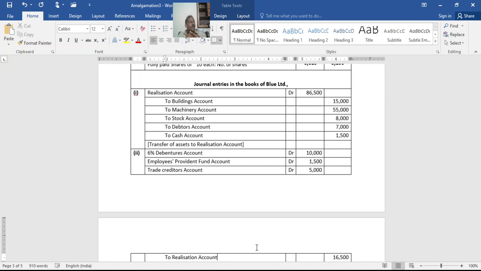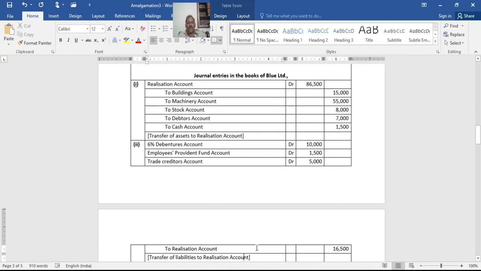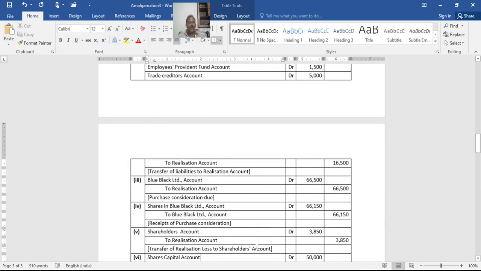There were three liabilities. Now debit them individually, credit to realization account. Narration you can give as above: being the transfer of liabilities to realization account. Then third entry, you refer entry, that is to record purchase consideration.